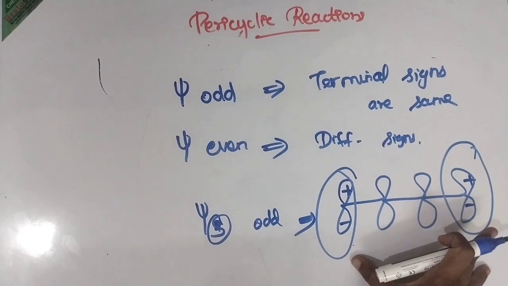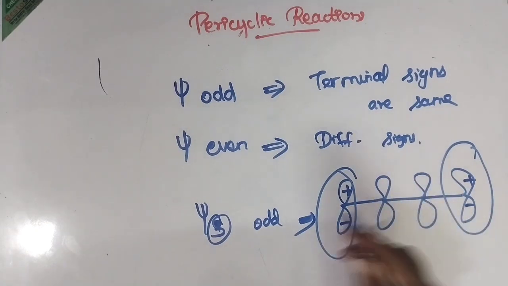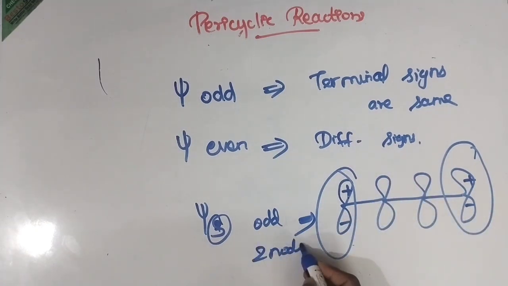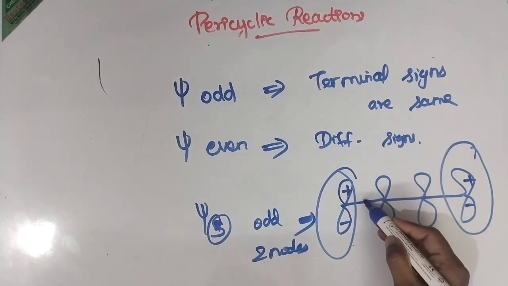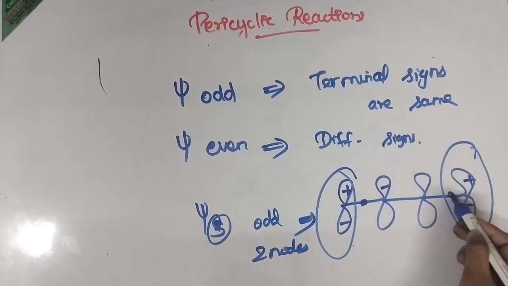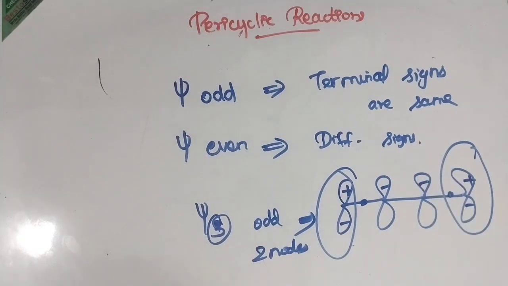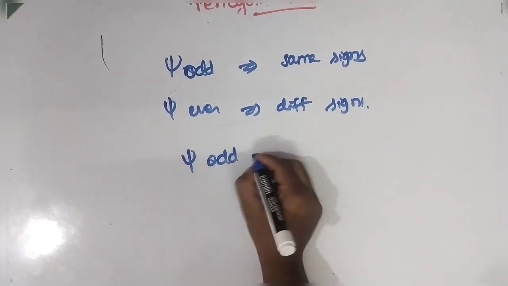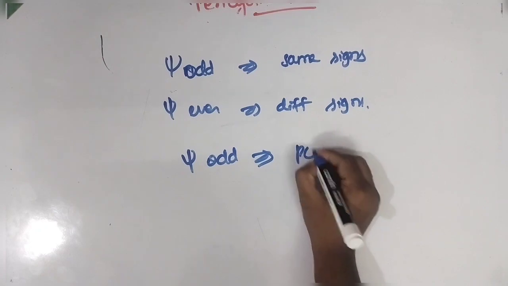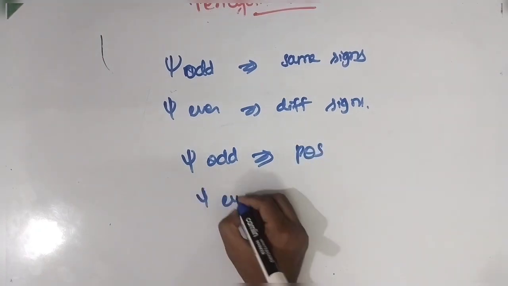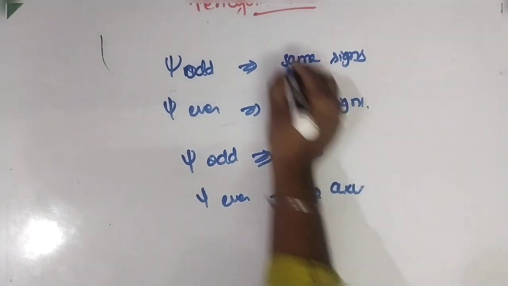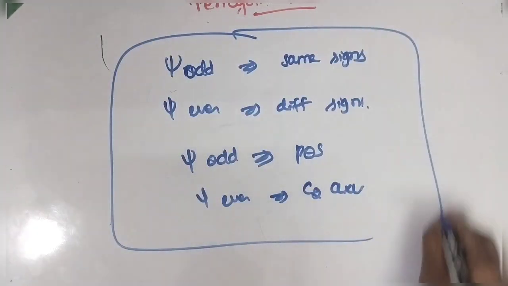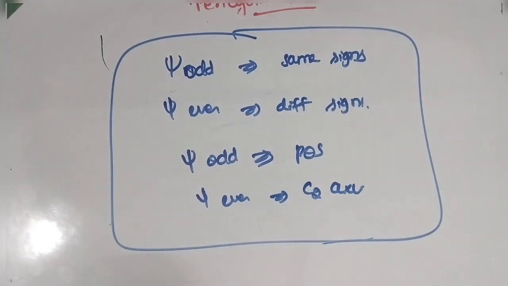This is how you have to draw. So if you draw like this, then psi 3 has 2 nodes. You should have 2 nodes. So where will you have 2 nodes? Here minus and here minus. This is how you have to draw. Psi odd should possess a plane of symmetry and psi even should possess a C2 axis of symmetry. These are the tricks. If you follow the trick, you can easily draw the diagram.